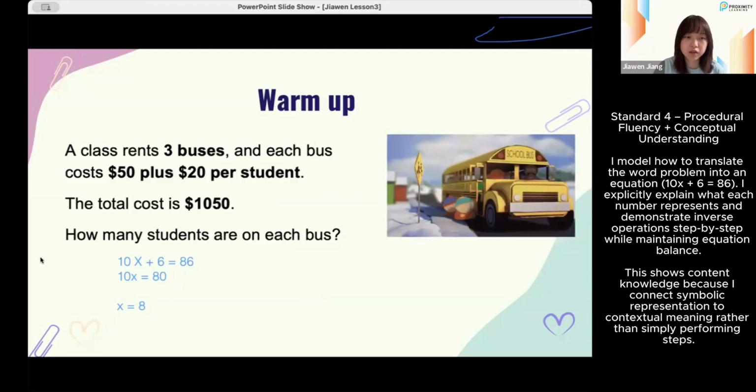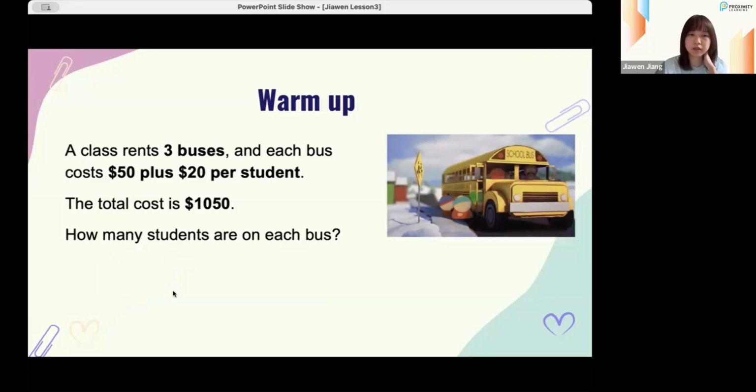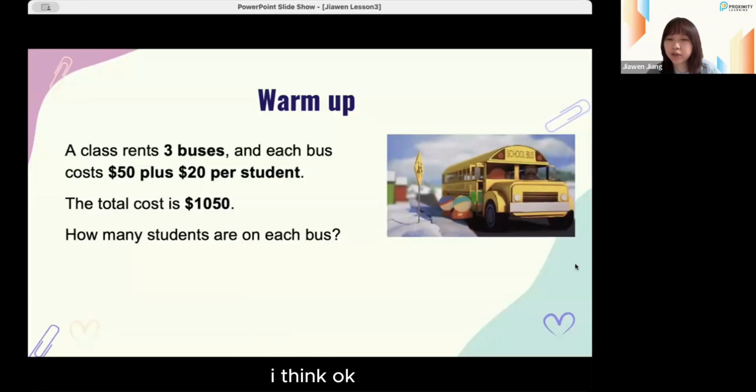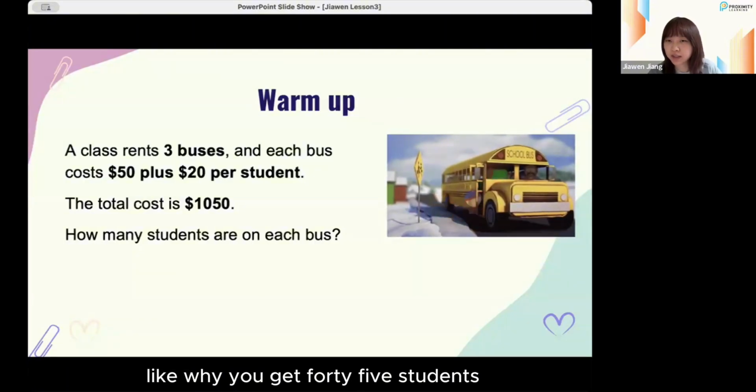Just 2 minutes, okay? 2 minutes. Julian, can you share your answer with us? Okay, Julian says 45 students. Can you explain more, like where you get 45 students?